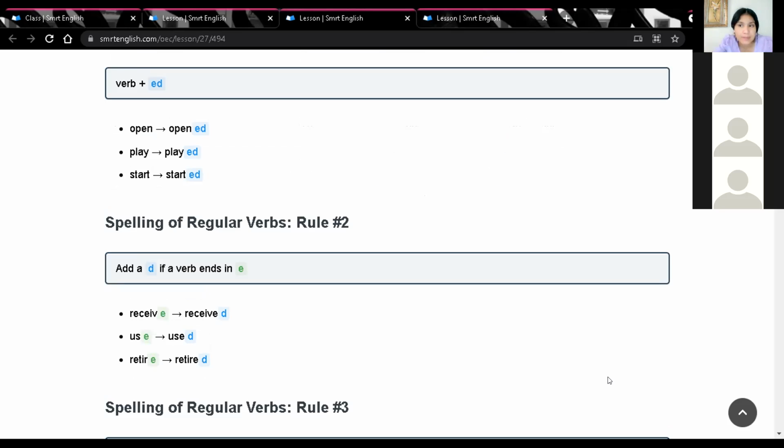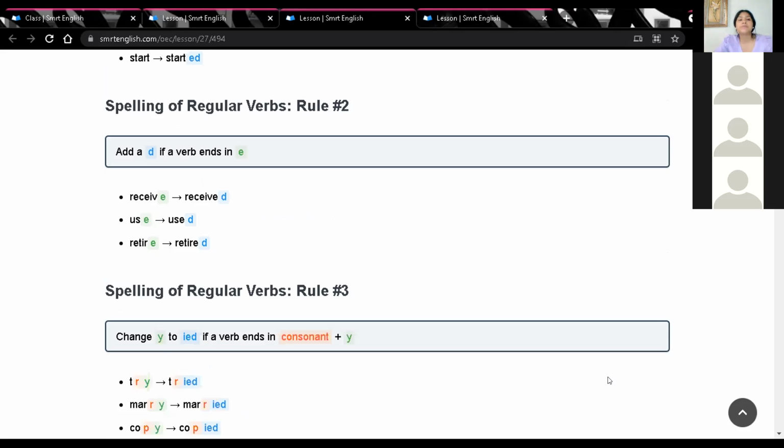I'm just gonna keep the E that we already have at the end and add the D. For example, receive, received, use, used, retire, retired. I'm not going to double the E. I'm just gonna keep the one E I already have and add the D at the end of it.